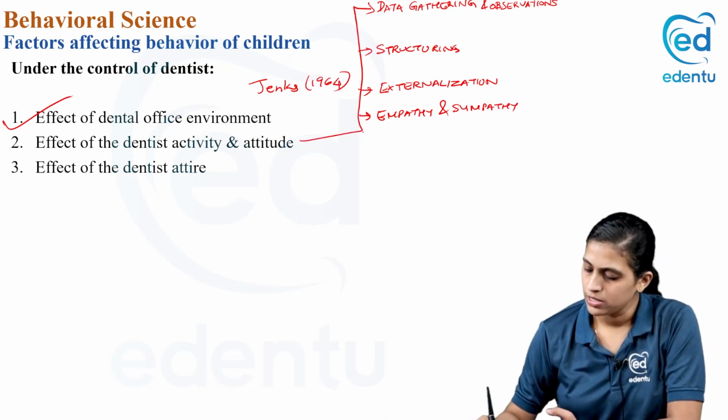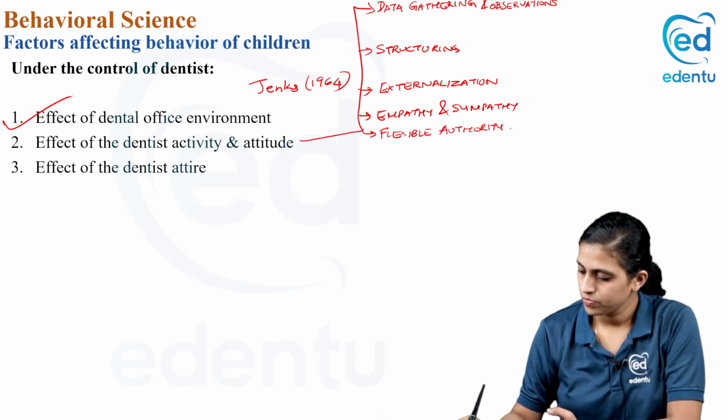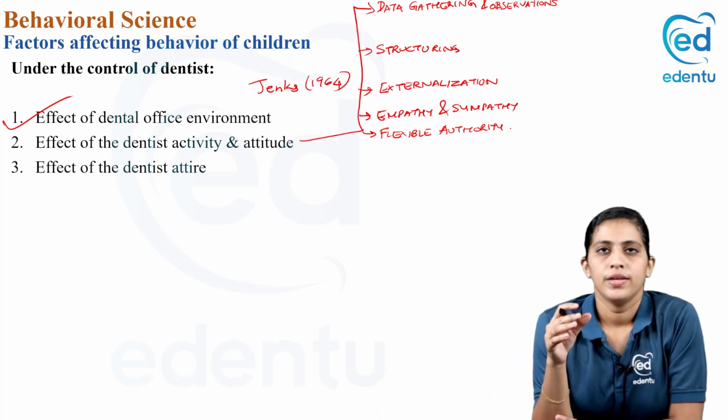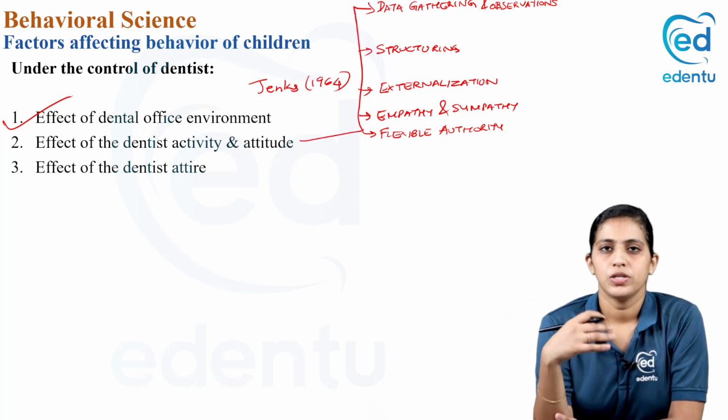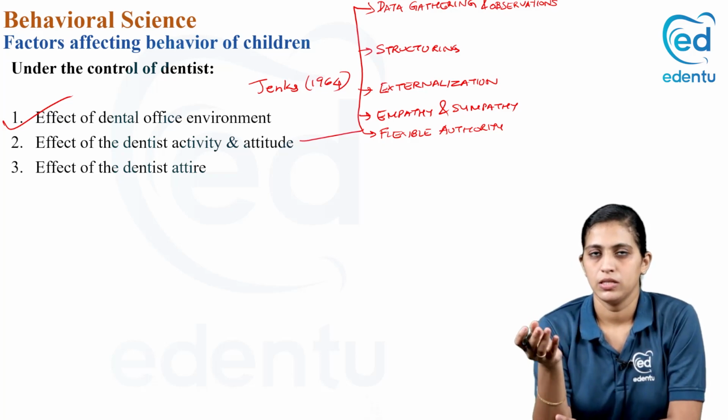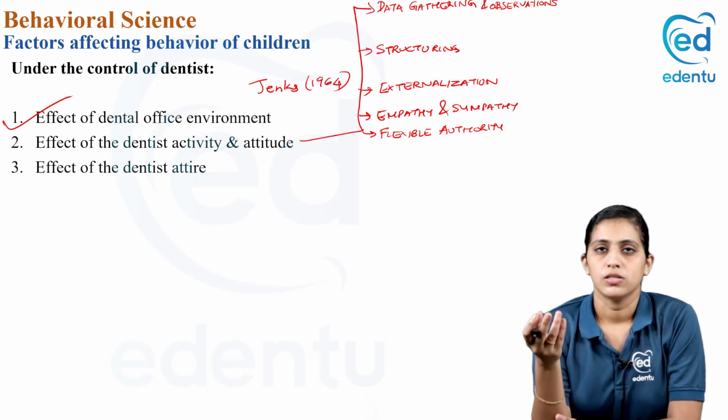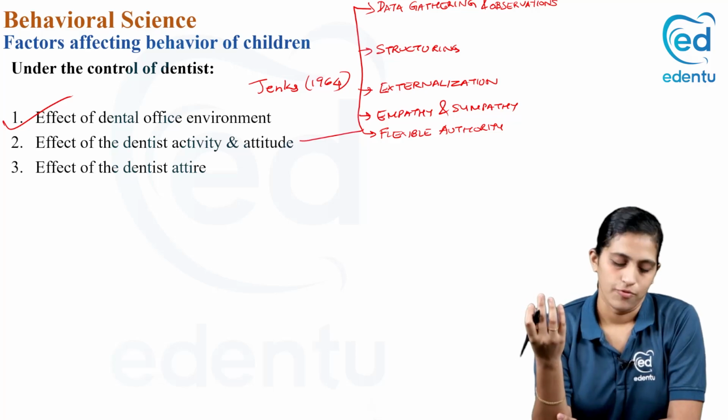Next comes the flexible authority. So this is when the dentist makes different compromises to meet the different needs of children. Because in some mentally handicapped children, or if they're physically handicapped, we need to adjust our attitudes and expectations of the children. So this will make them more comfortable.